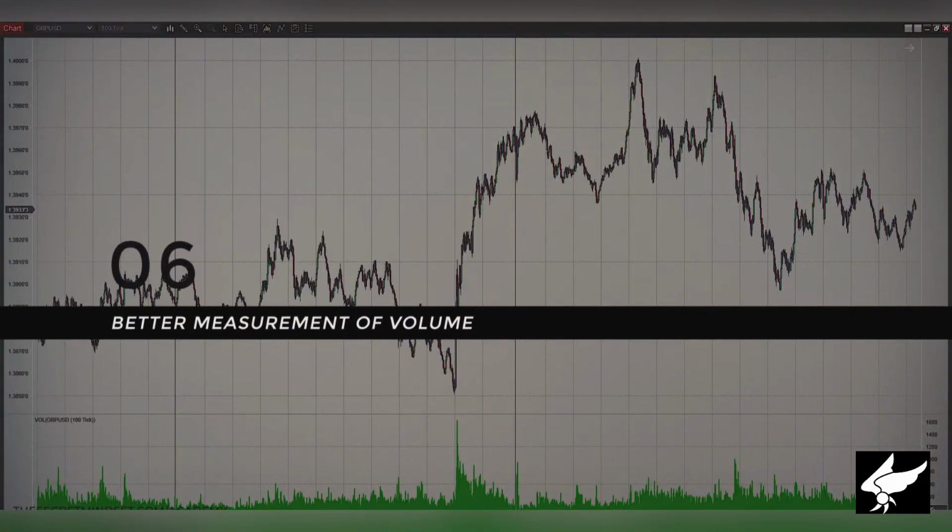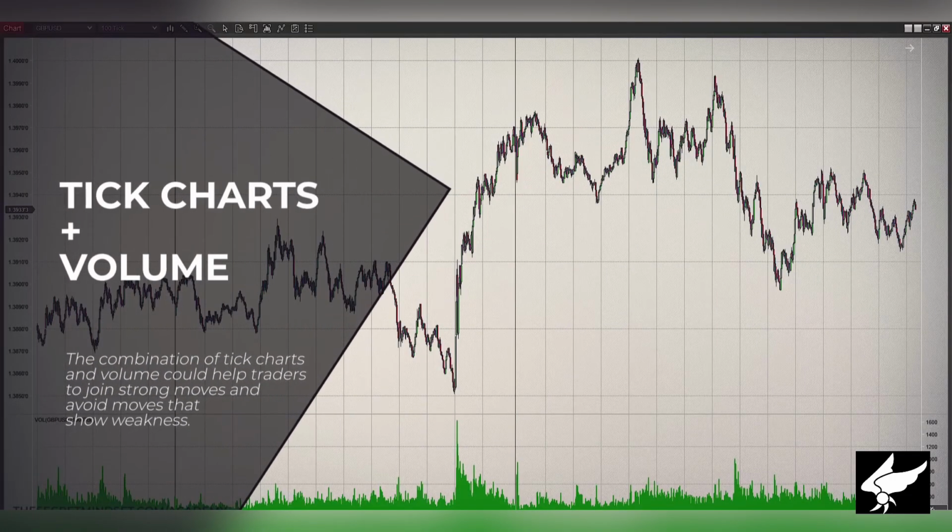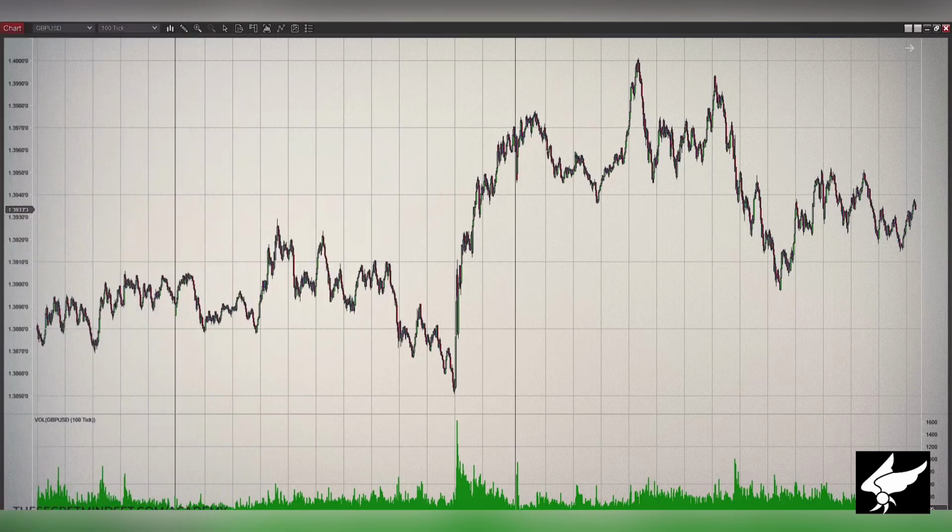Number 6. Better measurement of volume. A volume indicator plotted on a tick chart will offer you a better understanding of the strength or weakness of a price move. The combination of tick charts and volume could help traders to join strong moves and avoid moves that show weakness.